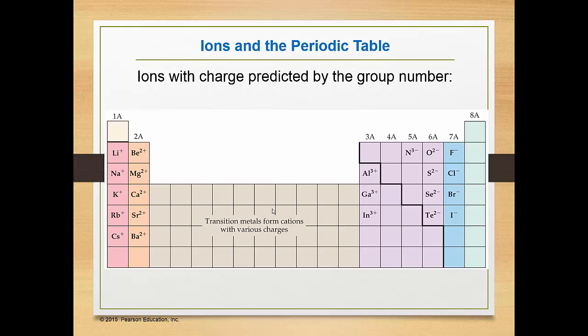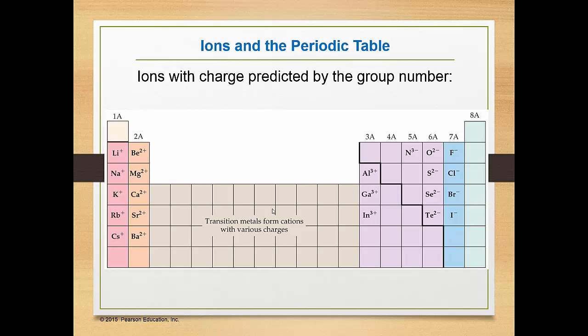There are 2 exceptions to that. Silver is always a 1 plus, so that's Ag if you want to circle that one on your periodic table. And then zinc, which is Zn, that one is always going to be a 2 plus. Those are what are called invariant charges. They don't change. So you're never going to see an Ag 3 plus or a zinc 1 plus or anything like that.